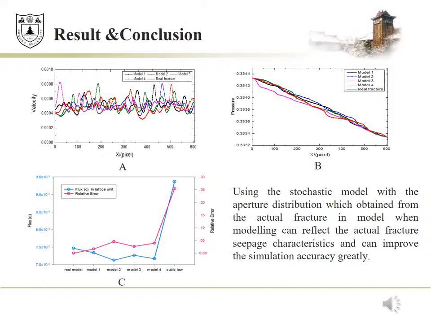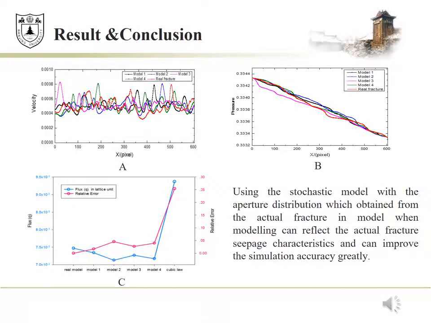The velocity distribution and the pressure distribution in a cross-section along the central line of the fracture are shown as figure A and figure B. The LBM flux of each random fracture and the relative error of the cubic law results, compared to the simulation value of the real fracture model, are shown in figure C.